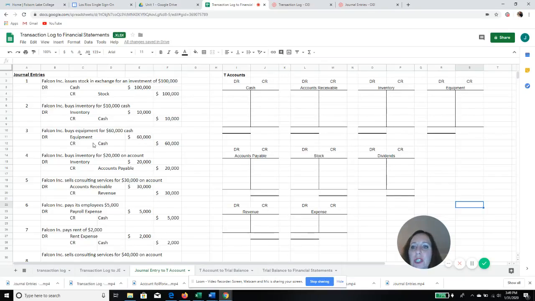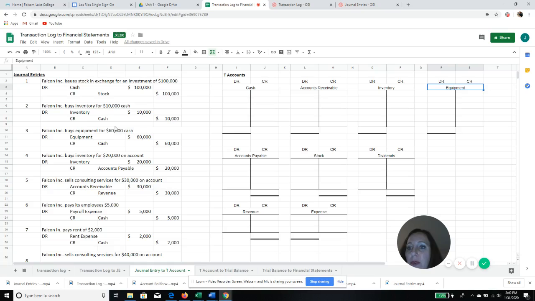We've completed our journal entries, which I have listed on the left-hand side here. Next, we're going to take our journal entries and move those balances into T accounts. A T account is named such because it's shaped like a T, and each account will have its own T. By taking our journal entries and moving them into T accounts, it allows us to see, as of the end of the period, how much we have in each account, or what the ending balance is in each account.